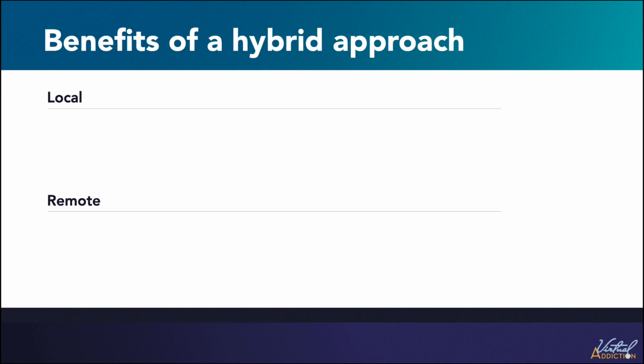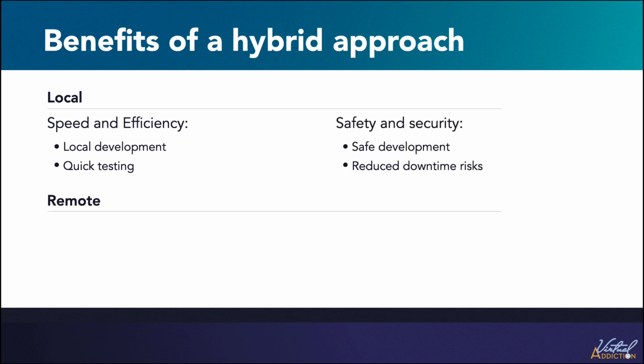Here's a quick summary of the benefits of a hybrid development approach. Developers can work quickly and iterate on their own local machines without the need for constant internet access or upload delays. They can rapidly test and debug changes locally before pushing them to the remote server. Errors and experiments on the local environment do not affect the live site or remote testing environment. Because changes are thoroughly tested locally before being pushed to the remote server, this will minimize the risk of downtime.